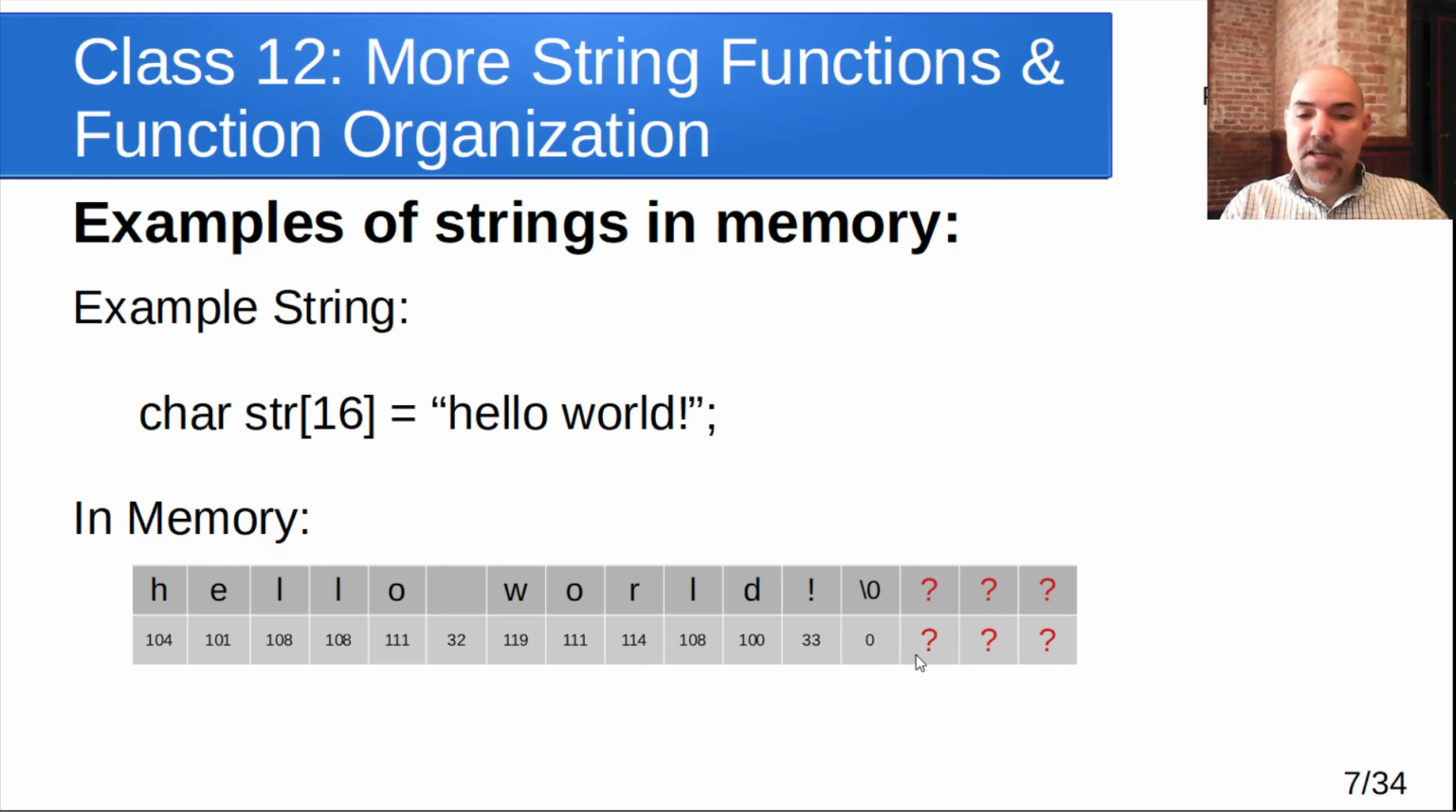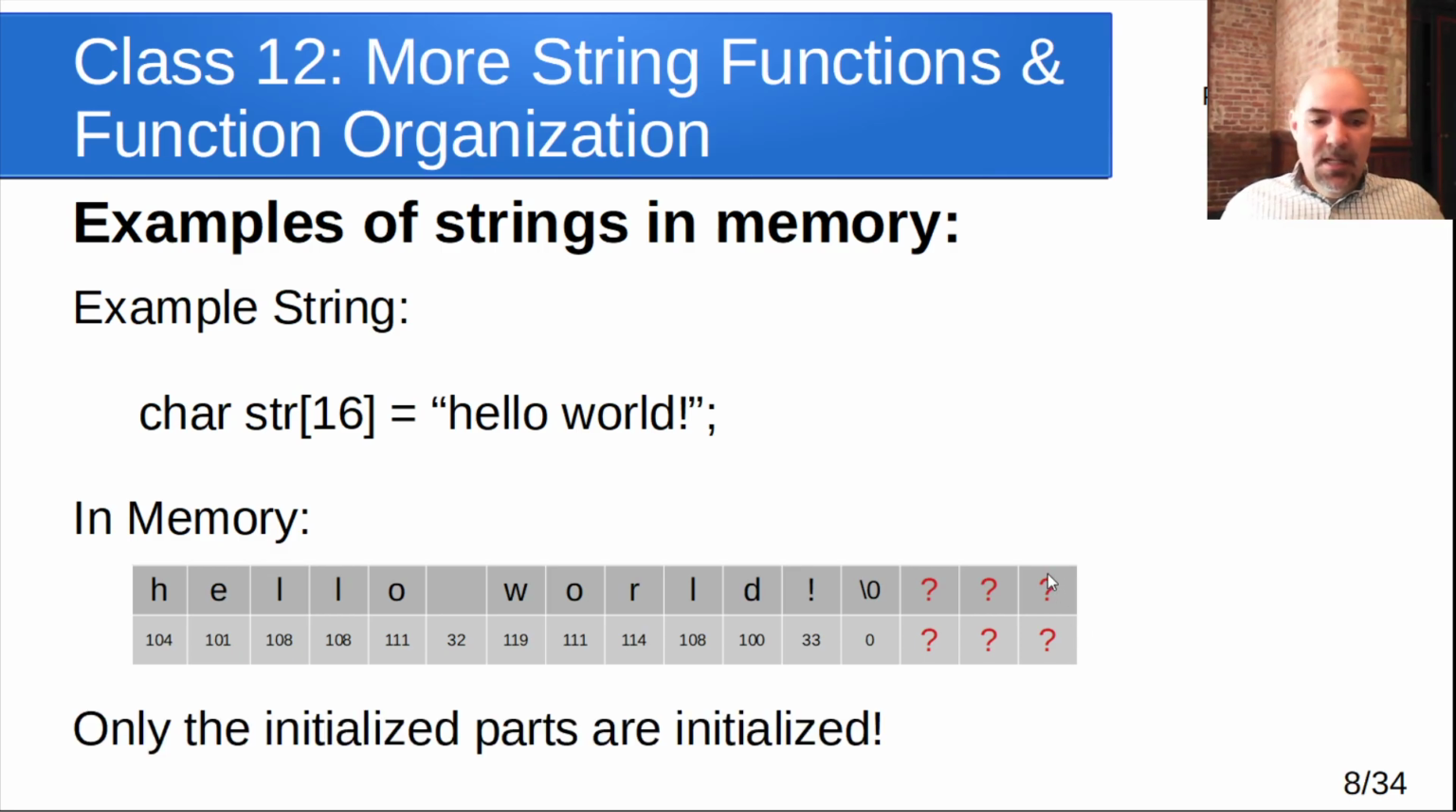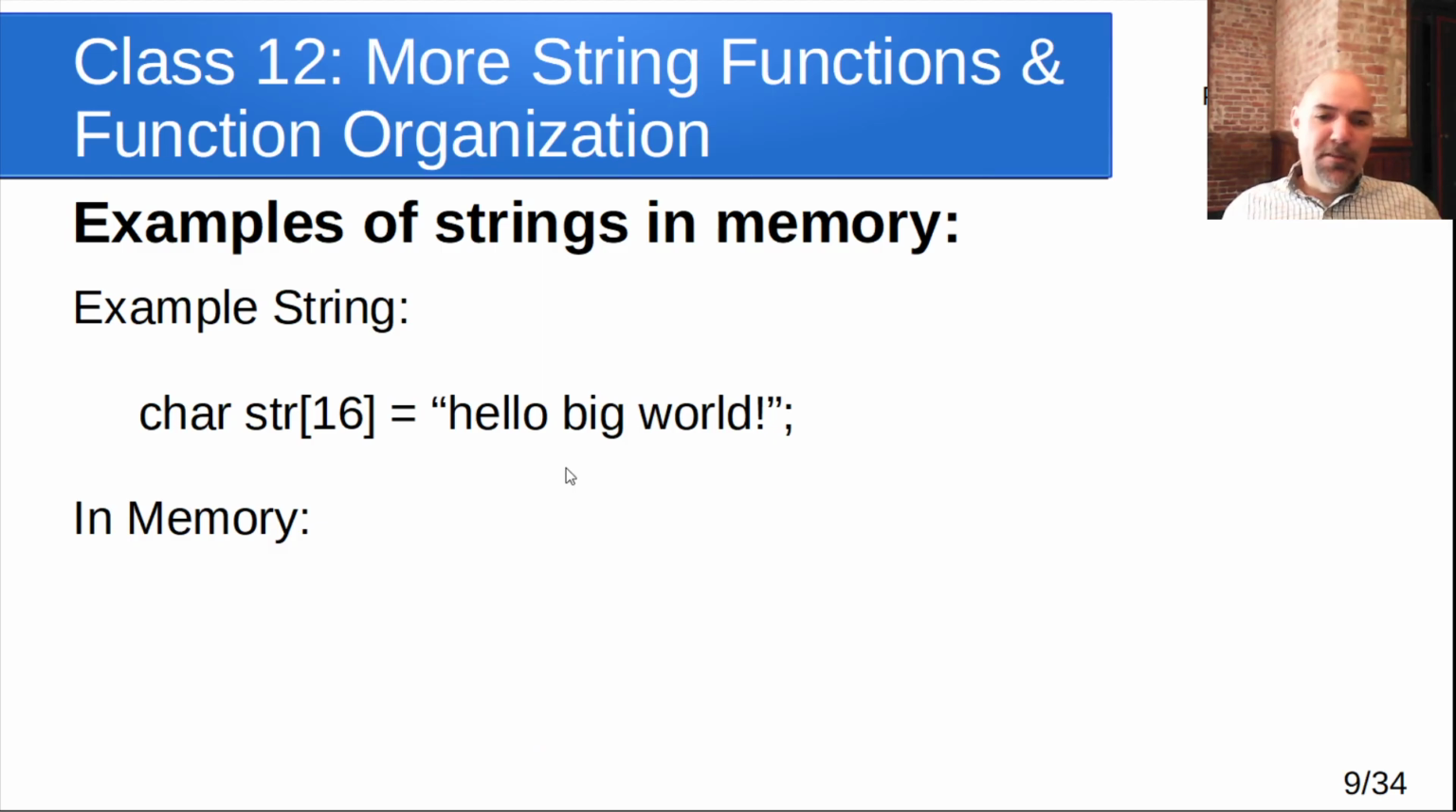And then what's after that null? Might be 0, might not be. So only the initialized parts can be relied upon being initialized, plus the null character at the end, but not anything after that if the sizes don't match. All right, let's look at one other example.